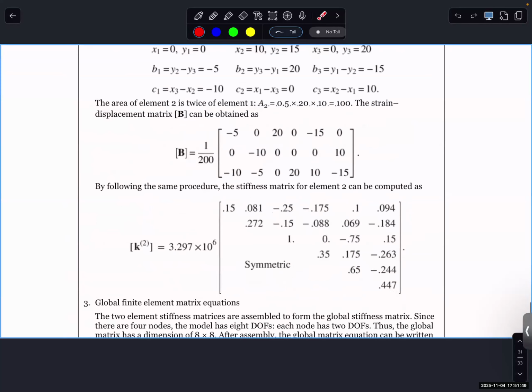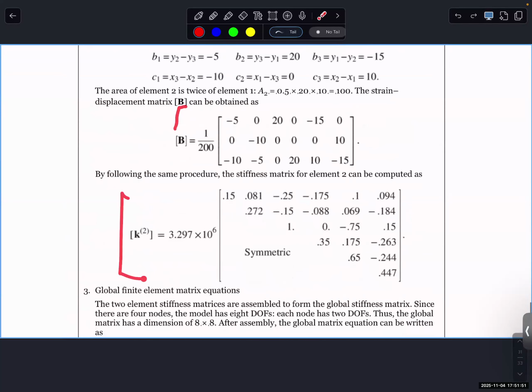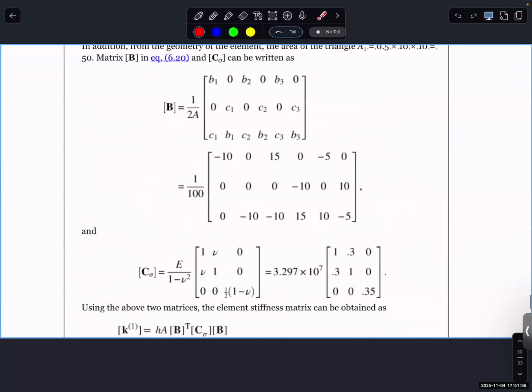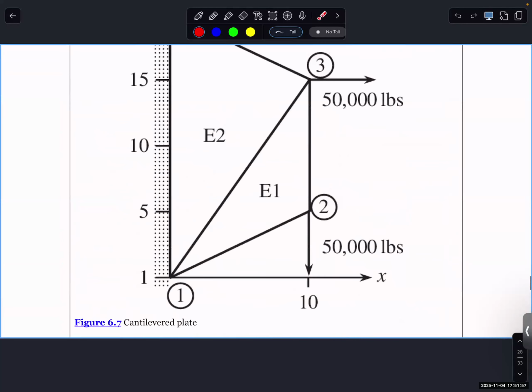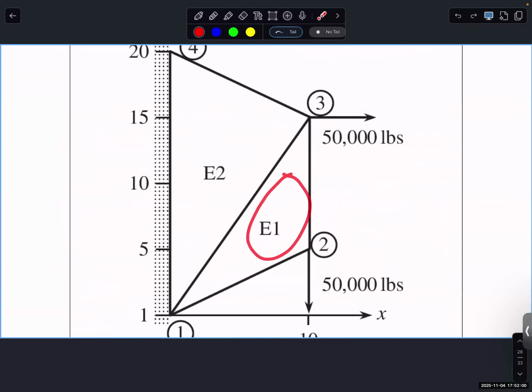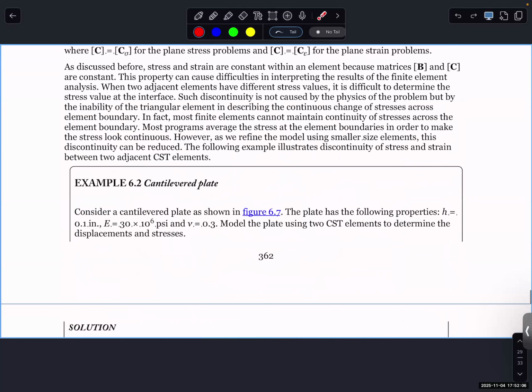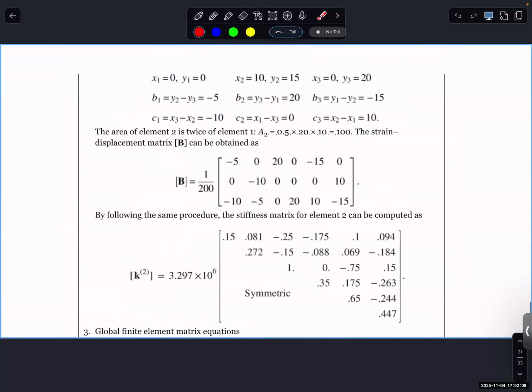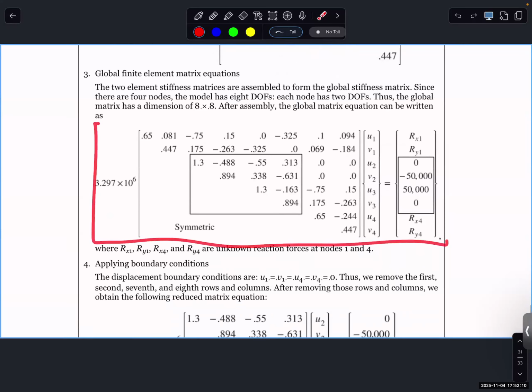And we repeat the same thing for the second element, and we get K2, the stiffness matrix for the second triangular element. Now, back to the picture. That is K for element 1, K for element 2. And of course, these two elements are connected on this edge. So we need to do assembly based on the connectivity. And this is after assembly.